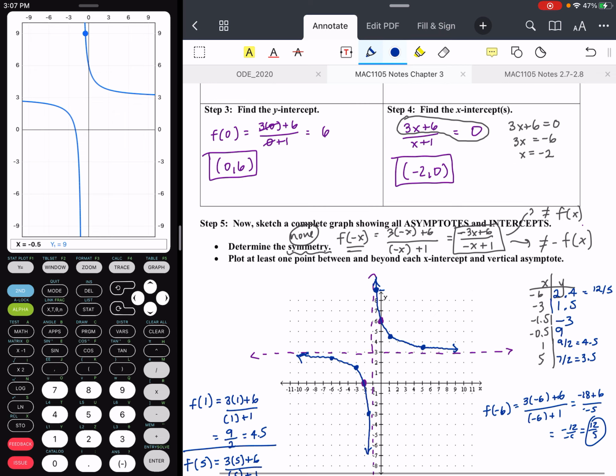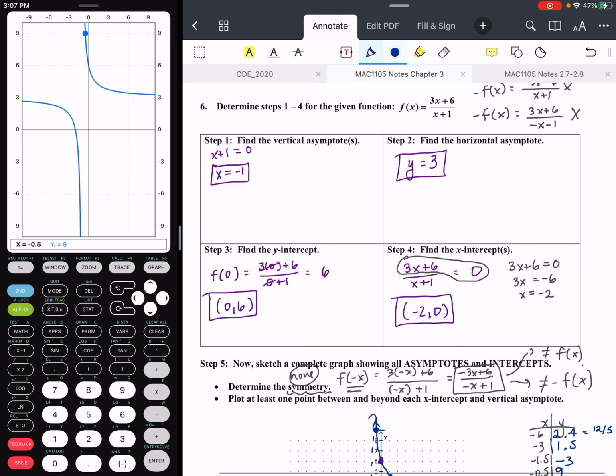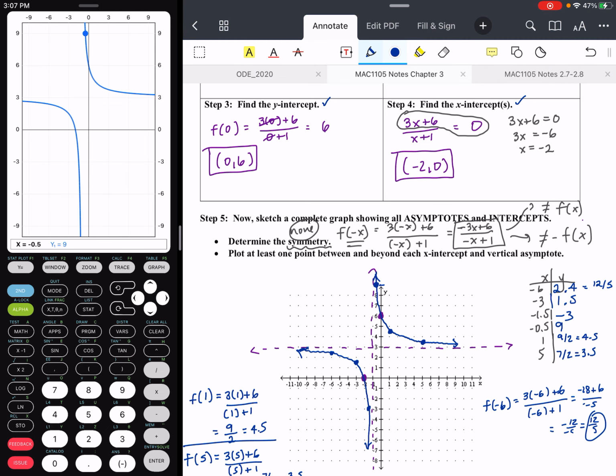All right, so that would be my final answer for number 6. I graphed the function. I identified a number of points. I included the vertical asymptote, the horizontal asymptote with dashed lines. The y-intercept and the x-intercept are clearly labeled. I don't see any symmetry, but I evaluated f of negative x to find out if there was any. And then I'm plotting additional points between and beyond each x-intercept and vertical asymptote. So just additional points on either side of your asymptote and your intercept, just to fill in the gaps and create that overall shape of your graph.